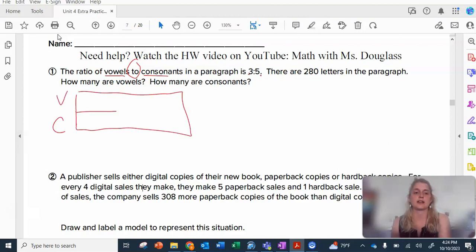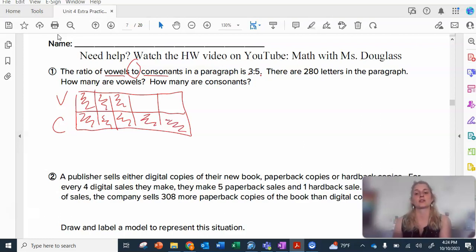Big old rectangle cut in half because we have two different things, vowels and consonants. Cut in 5 parts because 5 is the biggest number of my ratio table. Vowels comes first, so it matches with the 3. Consonants comes second, it matches with the 5.